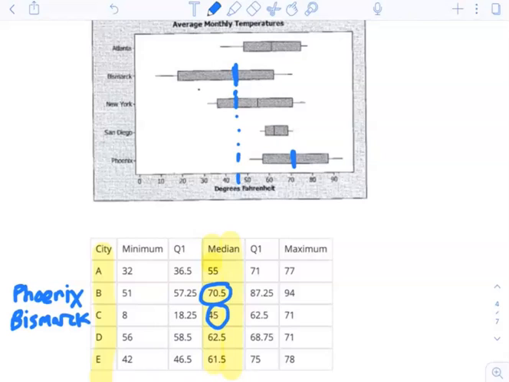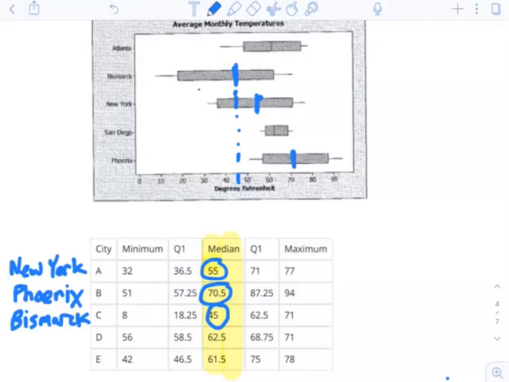All right, and then we can just use context clues for the rest. You can keep using medians if you want. 55 is about here. So that must mean that New York has that. Oops, I put it in the wrong spot though, didn't I? New York must be A. Whoops. New York must be A because that's where that median lines up. And then we have D and E left, and one of them is going to be Atlanta, one of them is going to be San Diego.